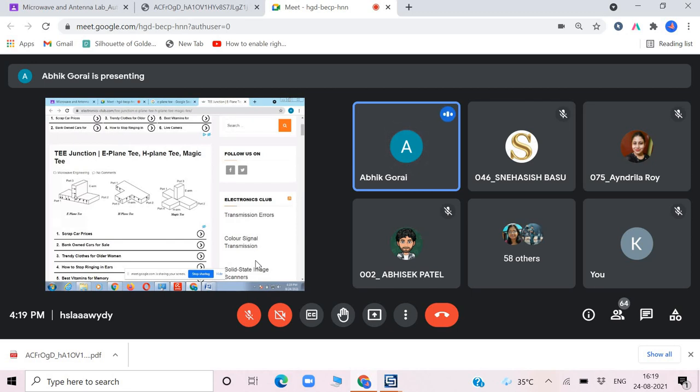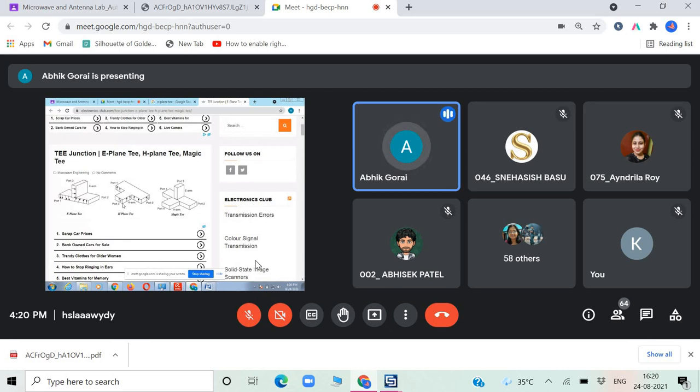If you give input through port 3, the power will get divided equally in port 1 and port 2. In the H-plane T the matter is very similar. There is a rectangular section of a waveguide somewhere at the middle, but in the narrow wall. This narrow wall is called the H-plane, that is why this is the H-plane T. And the broad wall where the slot is cut and another waveguide section is appended is called the E-plane. So the term E-plane T.